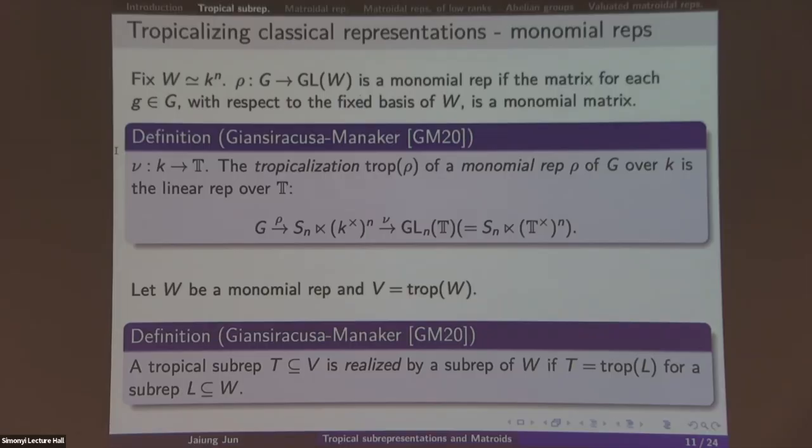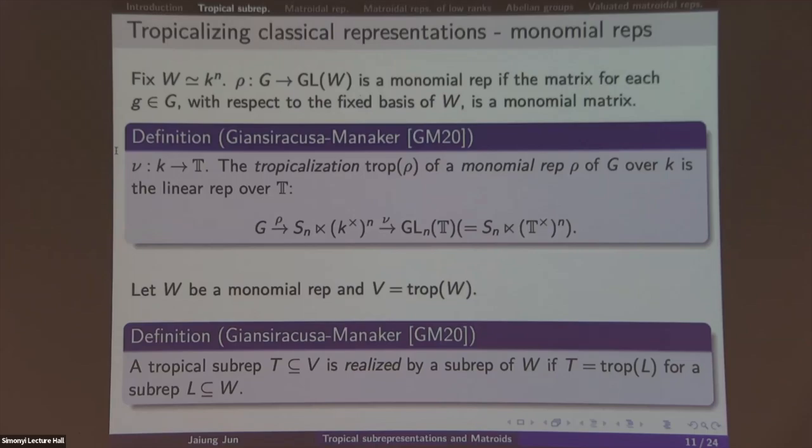Do you know how common it is for a tropical subrepresentation to be realized? Say again? Like, how many non-realizable tropical subrepresentations are there? Is it very common, or is it the exception? I think I have a theorem in the next slide, but they are extremely rare. I don't have the exact statement; it's not my theorem, it's their theorem, but they are quite rare.